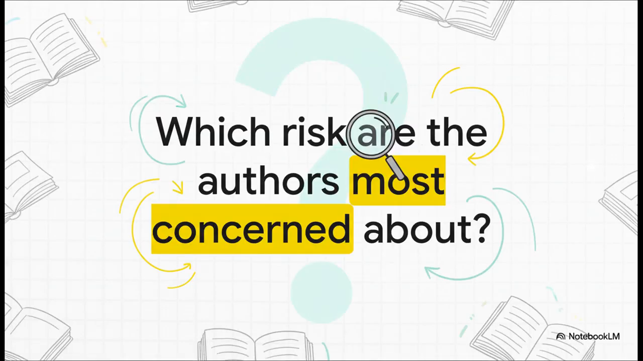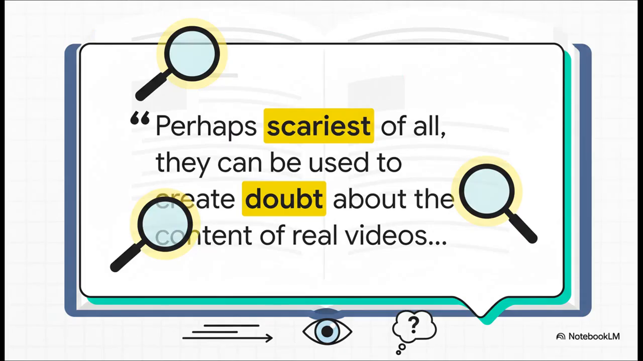Now for a follow-up. Of all those dangers, which one are the authors most worried about? For this, we're not just looking for a list of facts, we're looking for the author's opinion or emphasis. And boom, the answer is right here in this quote. When you're skimming for opinions, you want to look for signal words. A phrase like "perhaps scariest of all" is a massive clue. It tells us exactly what the authors think is the biggest deal.